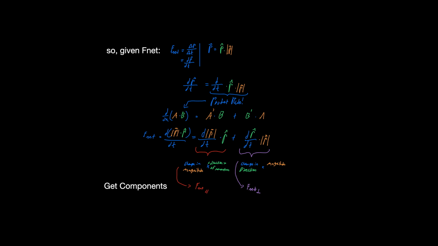So given our F net is equal to change in momentum, we can use the derivative form of that change in momentum. And given that our momentum is equal to direction of momentum times magnitude of momentum, we can use the product rule to separate those terms out, equal to change in magnitude times direction of momentum as our parallel component, and change in direction times magnitude as our perpendicular component. And conceptually, that just means that we can only change the amount of momentum in terms of magnitude if it is in the same direction as the motion itself.